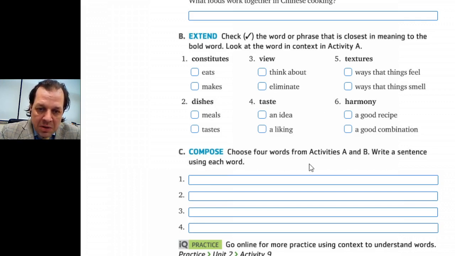But then part C is choose 4 words from here. Okay. And write a sentence using each word. So using the word in a sentence on your own, a brand new sentence. Try not to copy the previous sentences. Try to think of your own idea and write down your own sentence.